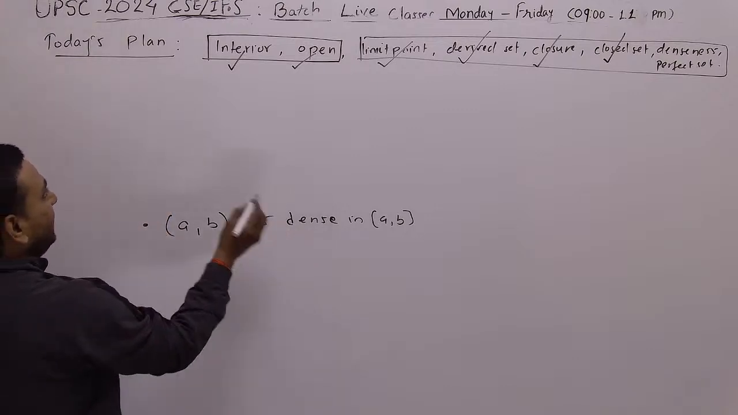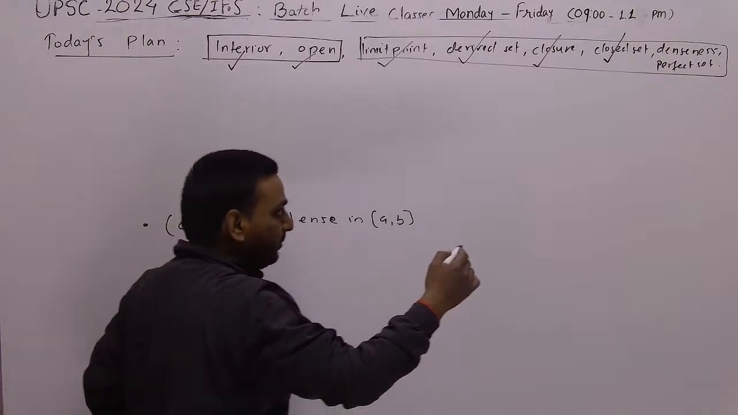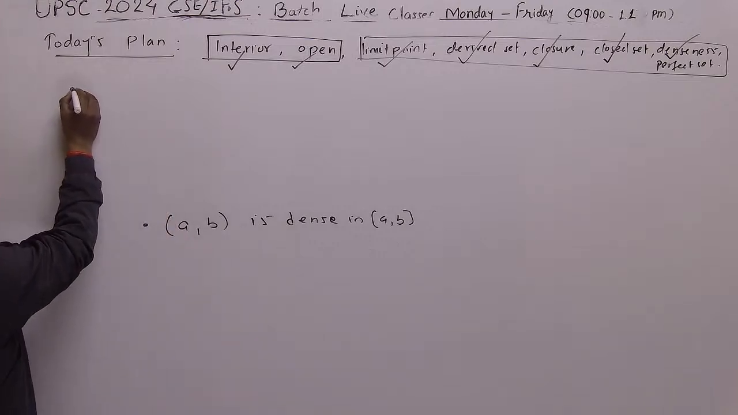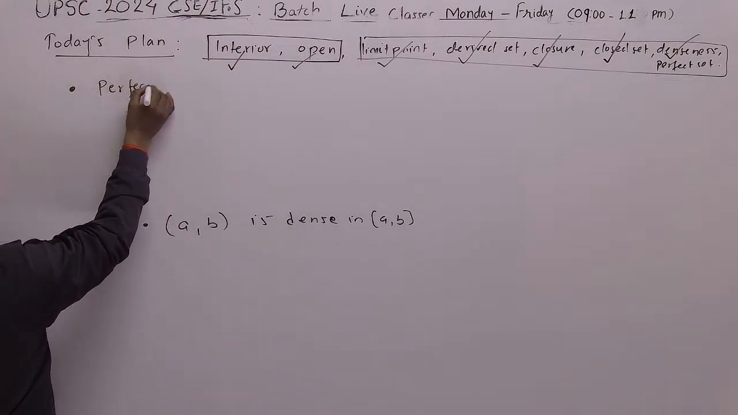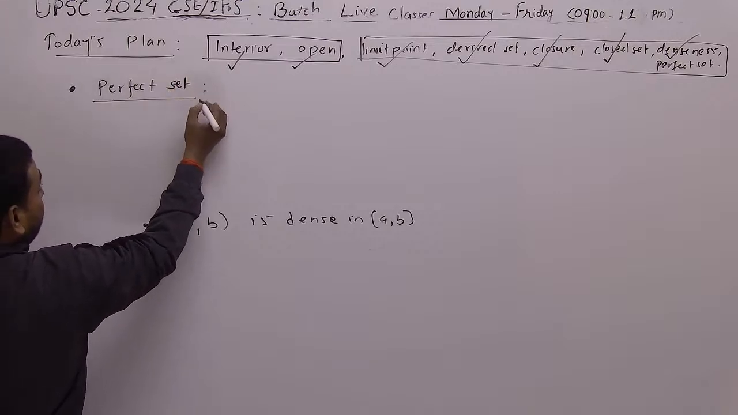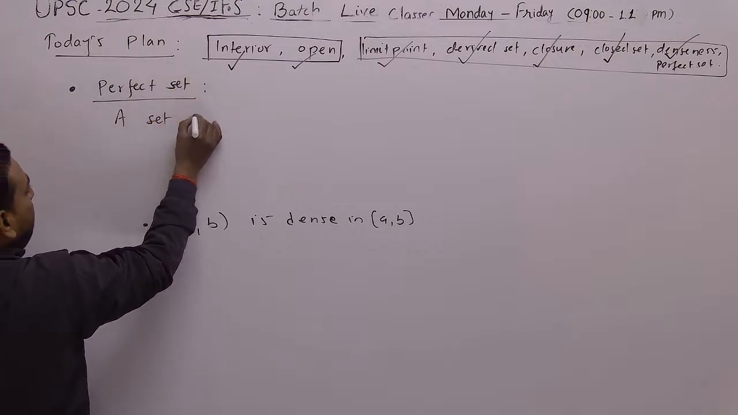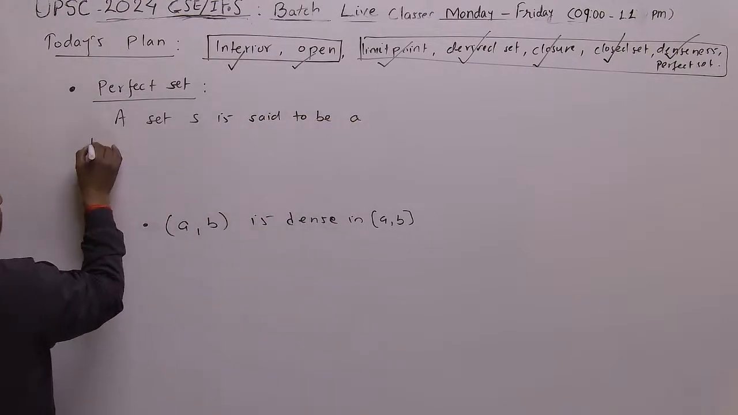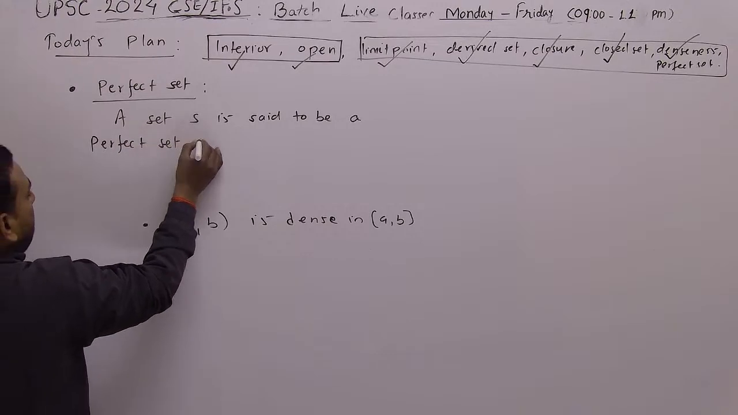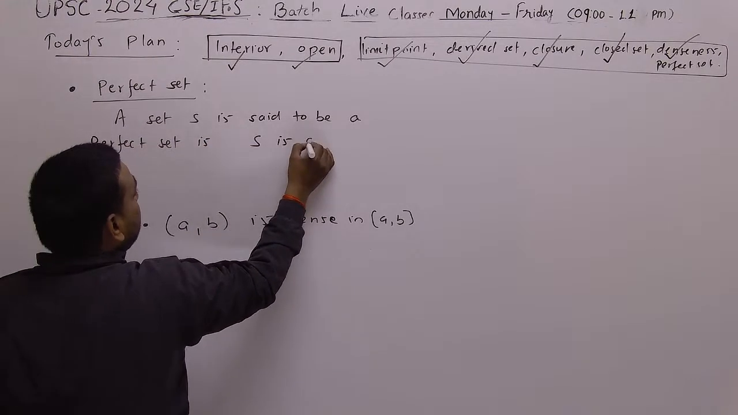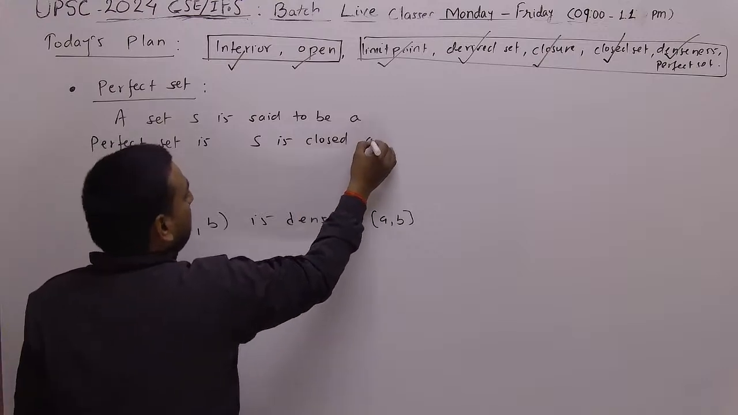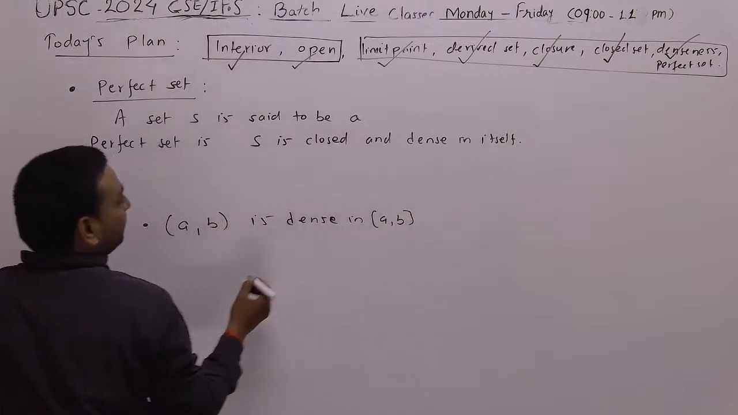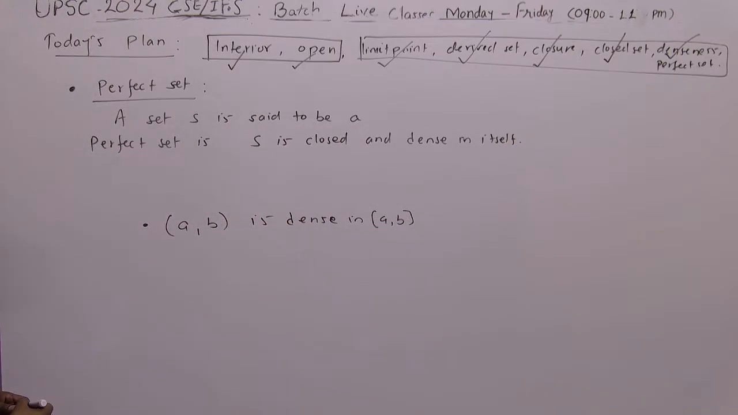The last heading, denseness, you have. Perfect. Write it down. A set S is said to be a perfect set if S is closed and dense in itself. Please write down the definition.